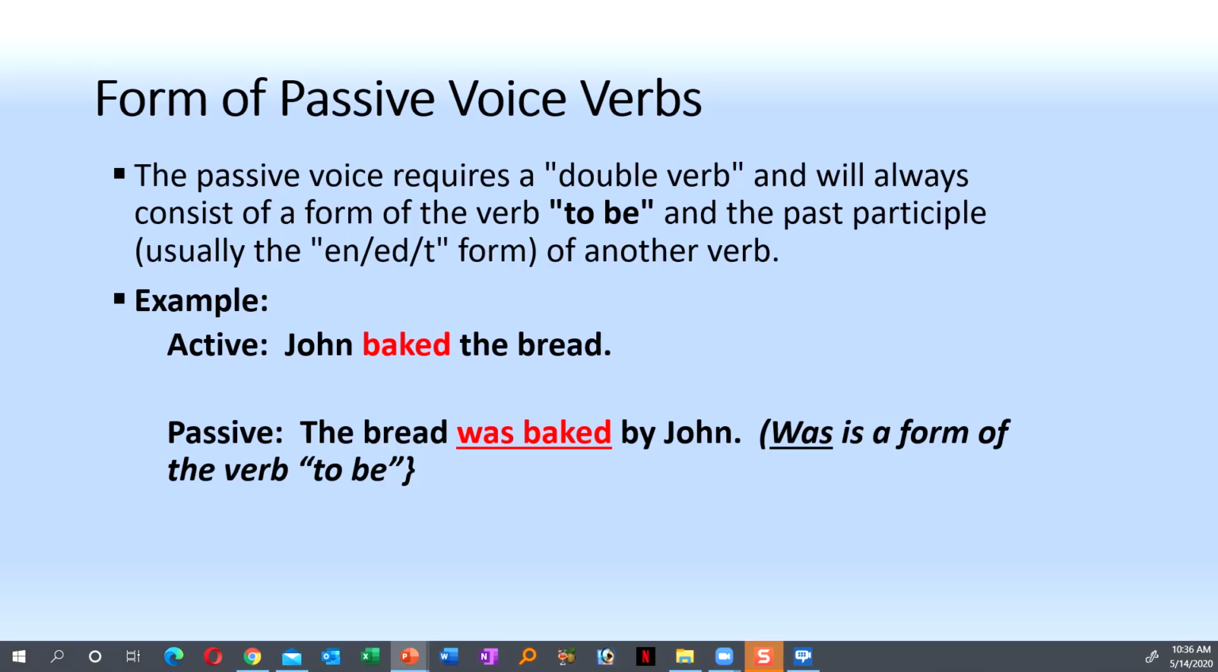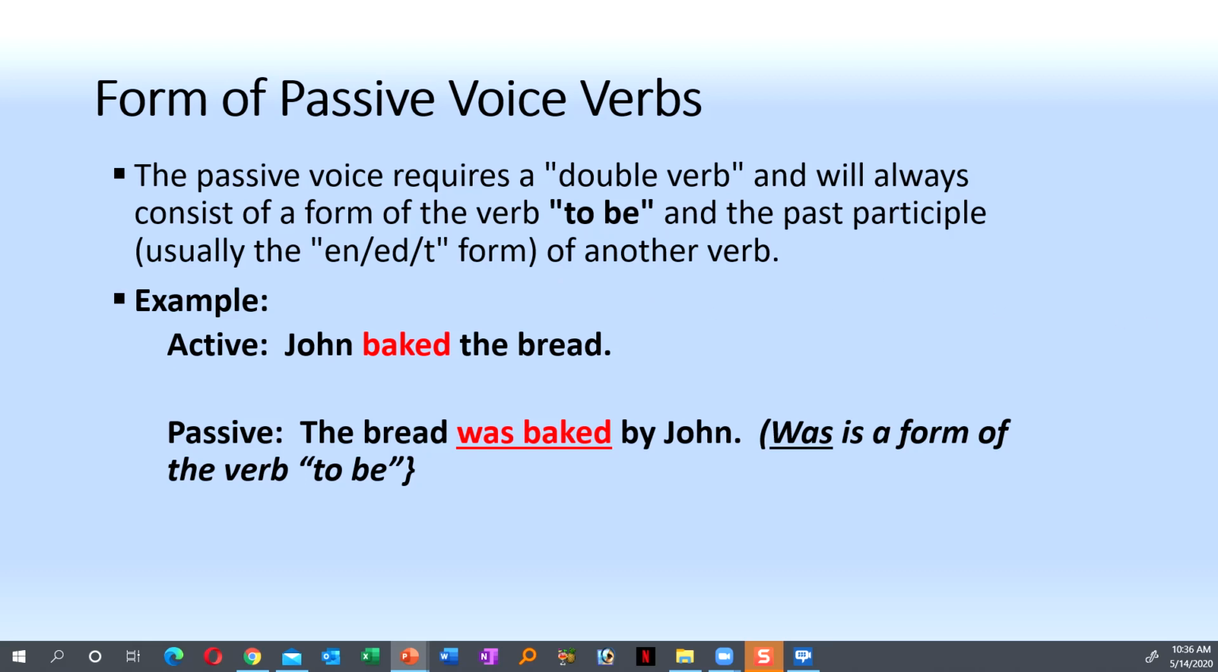Okay? So, let's keep going. Again, I might be repeating myself, but there's a lot of information here that I want to share. So the passive voice requires a double verb and will always consist of a form of the verb to be and the past participle, usually the N or ED or T form of another verb. All right? So here's an example.